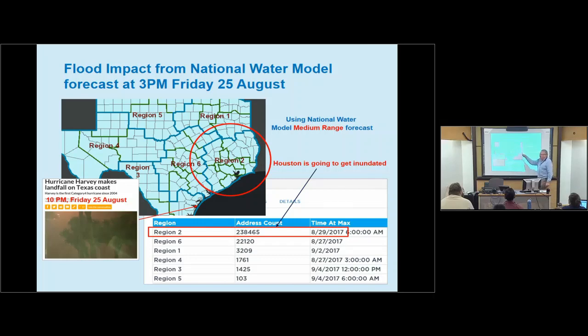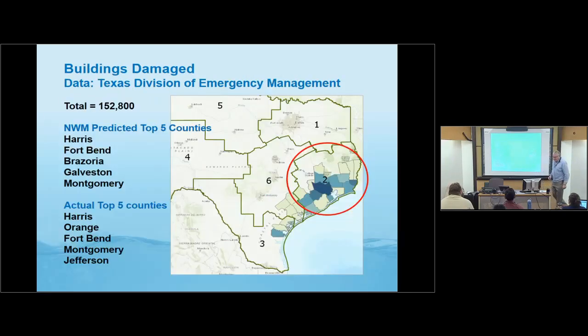Houston is 165 miles to the northeast. So that shows that it was possible to know that Houston was going to get creamed before the hurricane even got to the coast. So then what actually happened? The Texas Division of Emergency Management collects records of buildings for which public assistance has been requested for their repair. And they've got a total of 152,800 buildings.